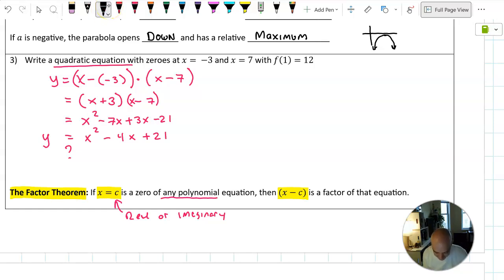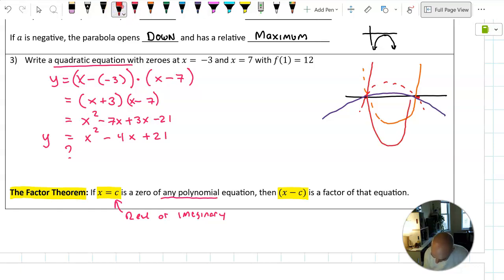Two zeros is not enough information to guarantee a single quadratic. Because if all we said were that the zeros were at negative 3 and positive 7, there's an infinite number of quadratics you could draw. You could draw one like this. Whoa, not like that. You could draw one like that. You could draw one like this. You could draw one like this. You could draw a really steep one like this.